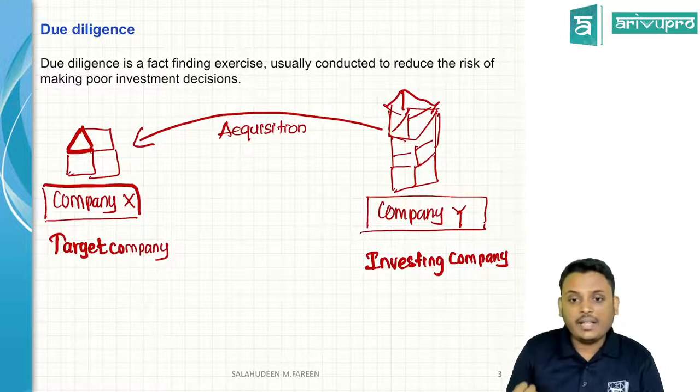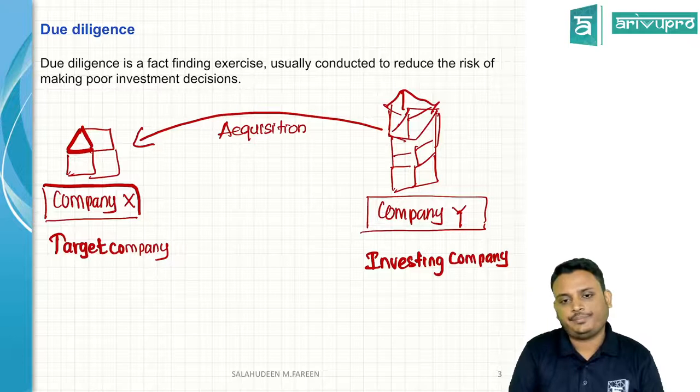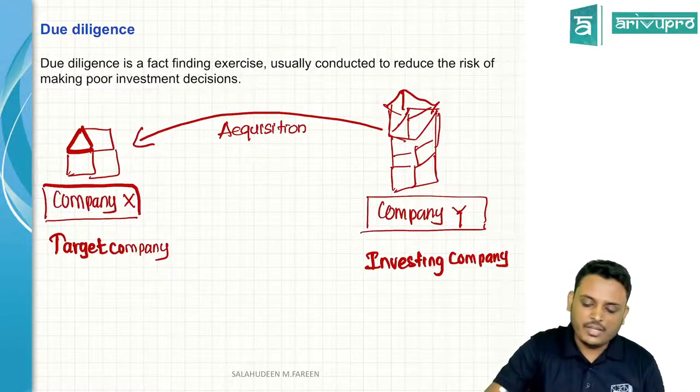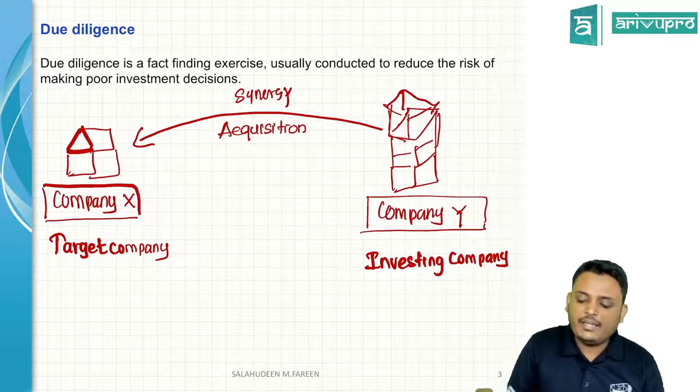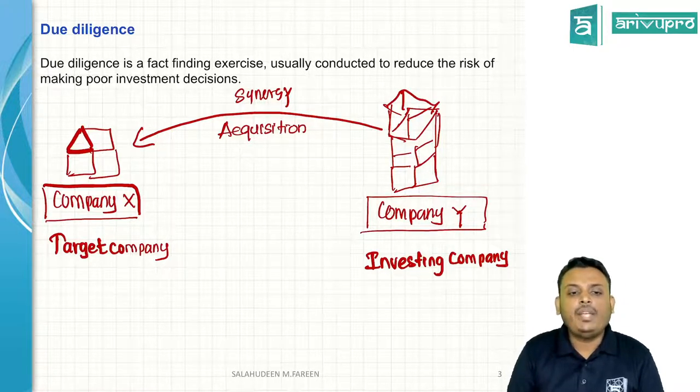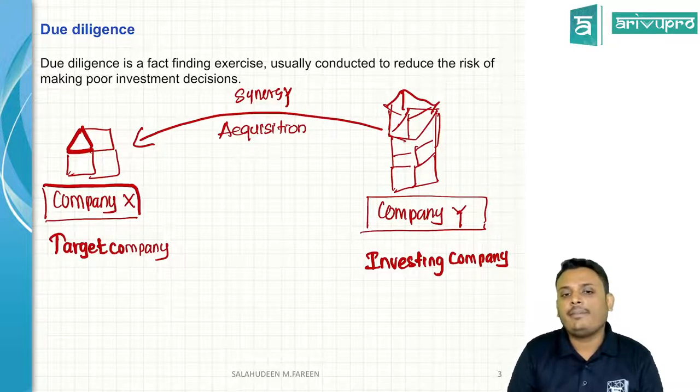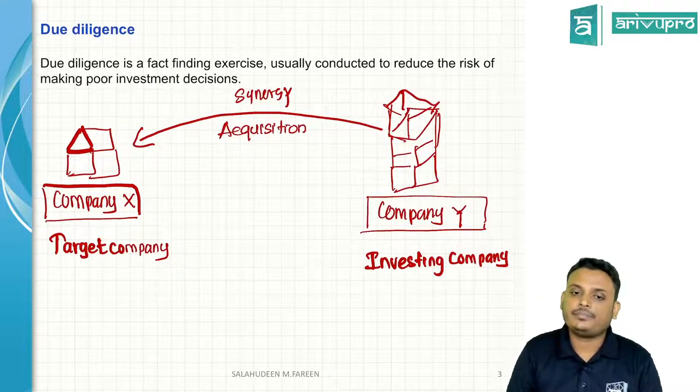Why are we spending a lot of money to purchase or acquire another company? The reason for the acquisition is synergy. The parent company, the investing company, expects that after acquiring X, the synergy will work very well. Individually, X earns 10 million profit and Y earns 100 million, so individually it is 110 million. But company Y thinks that if it acquires company X, it can end up with 150 million. The difference of 40 million is the synergy benefit.